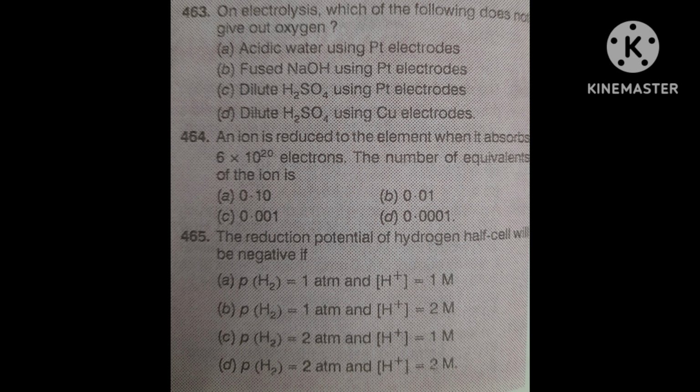of the ions. Then for 6 into 10 to the power 20, easily you can calculate. After solving, you will get 10 to the power minus 3 gram equivalent. How? Avogadro number of electrons will give 1 gram equivalent. Then for 1 divided by Avogadro number, then for 6 into 10 to the power 20, the 10 to the power 20 will cancel, only 10 to the power 3 will remain. That is, you can write 10 to the power minus 3 gram equivalent.